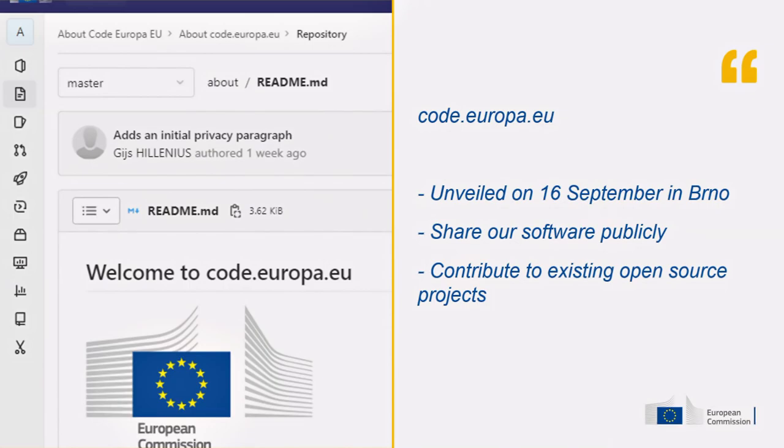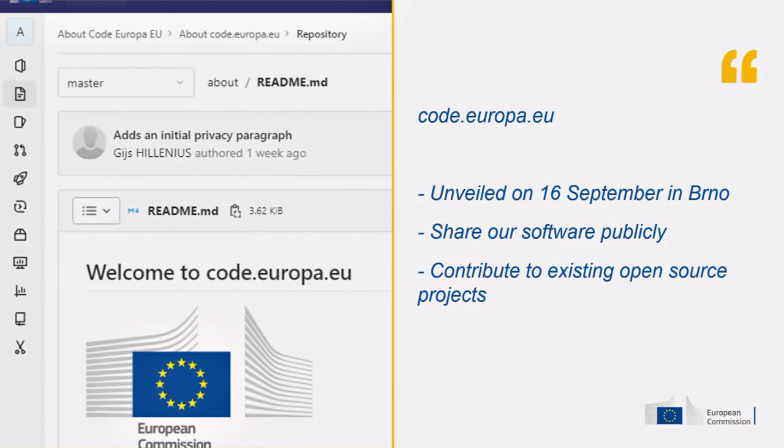Another very important thing that happened recently is that we reached one of the main milestones in this strategy. On the 16th of September in the Czech Republic, code.europa.eu was officially unveiled, where we aim to share our software publicly. It's live already, everyone is actively using it, and it's meant to be for every European Union institution. So this includes not only the Commission, but also the Parliament, the Council, and several others.